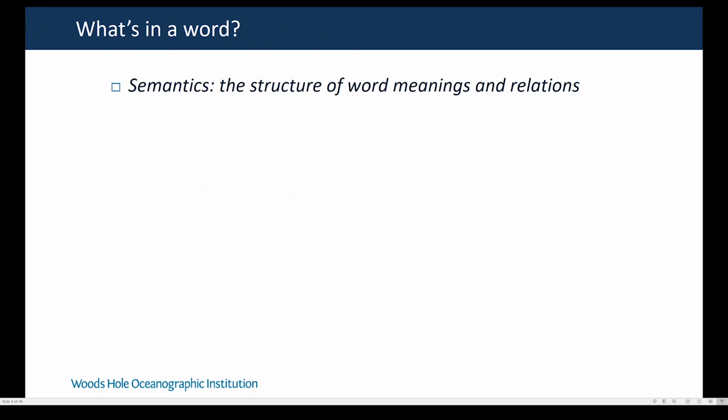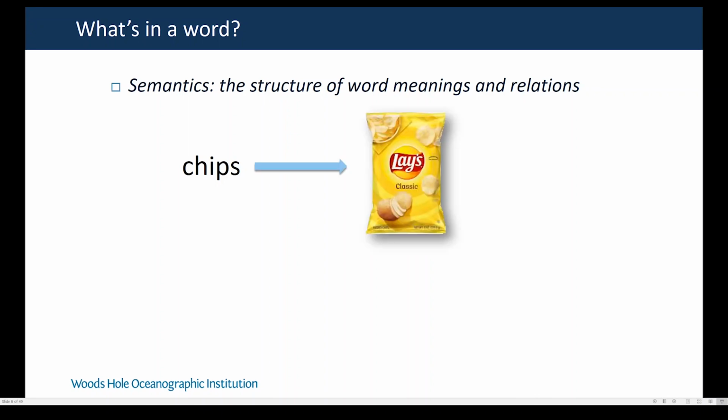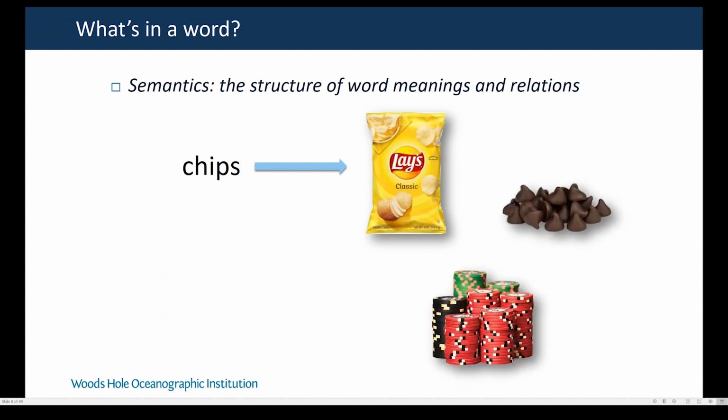So what are semantics? Semantics are the structure of word meanings and relations. So semantics is the way that when I ask for chips, what this 5-letter word means. If I want chips, how do you know that I want potato chips? I could want chocolate chips or maybe casino chips. A simple vocabulary would be able to tell you the difference between these three.